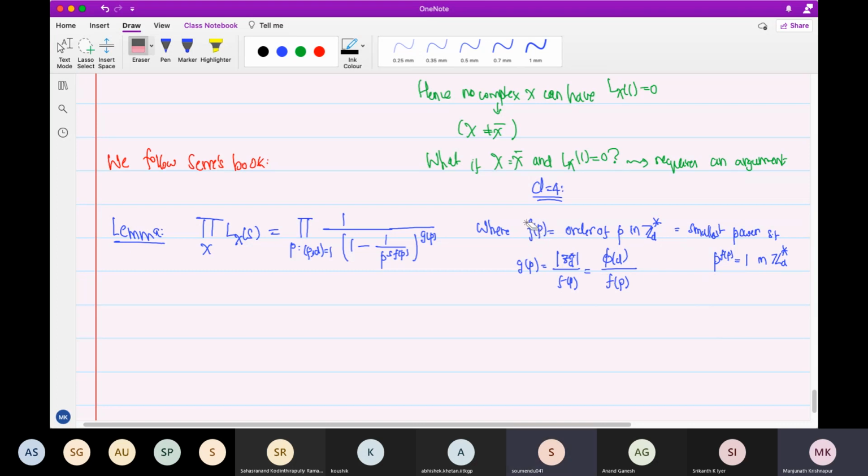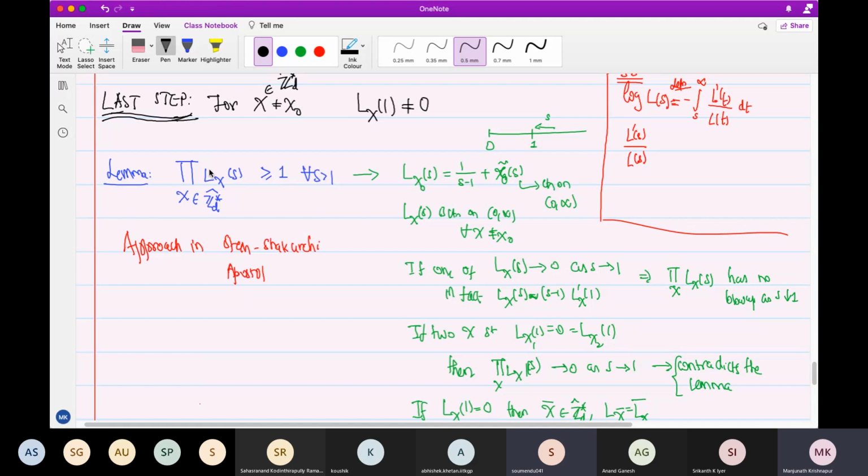So this is the size of the subgroup generated by p, and g is the size of the quotient of that. So that's what this is. So this formula is there, and what Z does is deduce it from this formula. Okay, so this is a more precise looking formula than this.